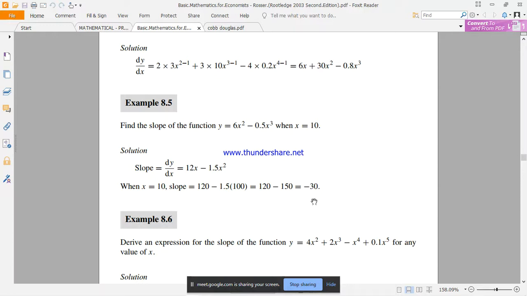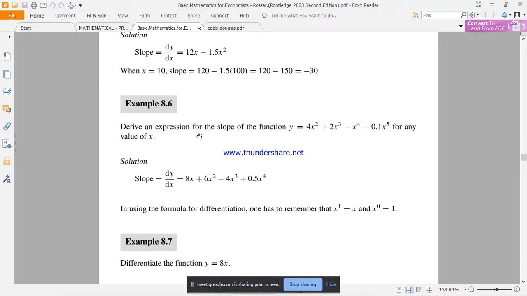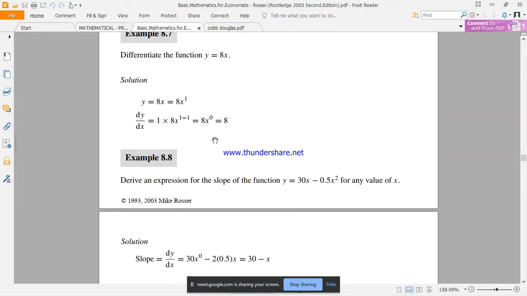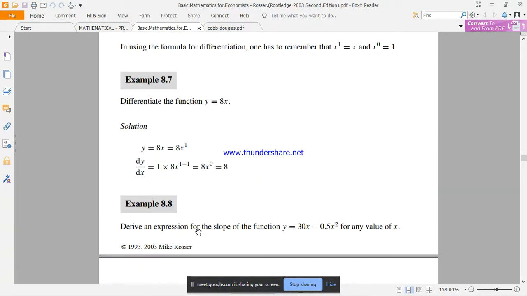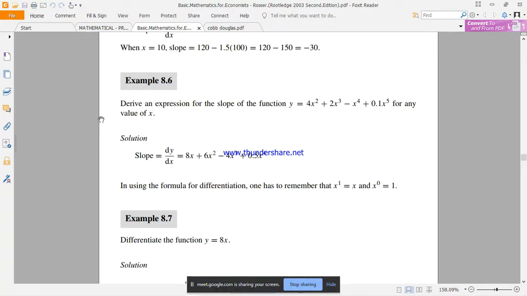Okay, so this is how we play around. The last one, we can't keep on doing the same thing. The last one is this: derive an expression for the slope of this function for any value of x. So whenever they're asking you to derive an expression for the slope, just differentiate the function. Just find the derivative of that particular function.